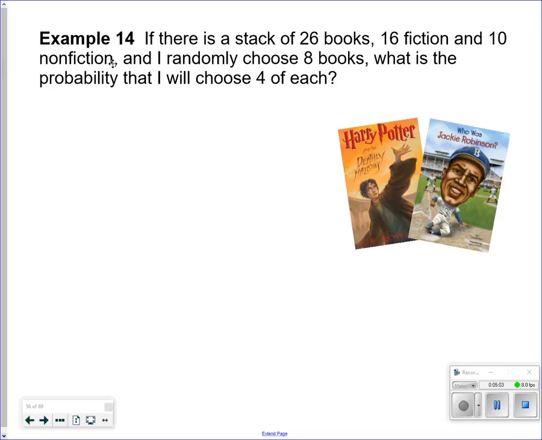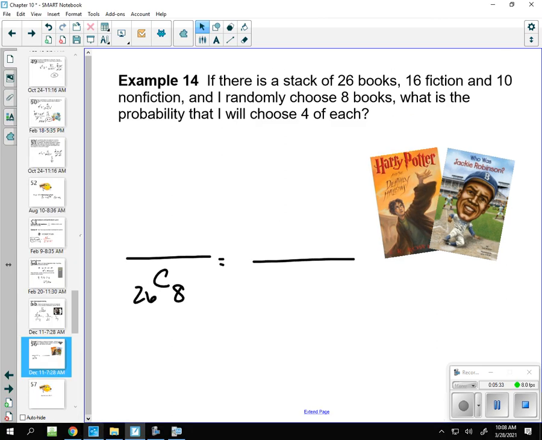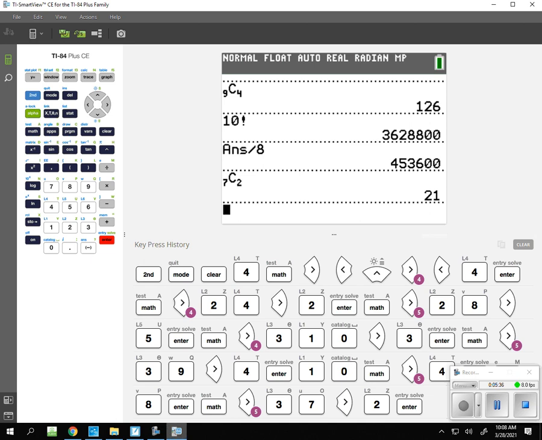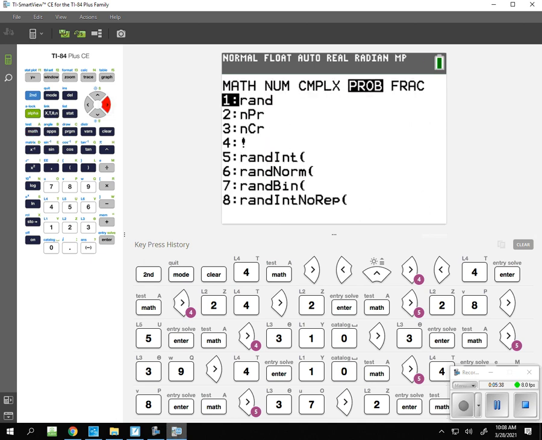All right, last one. Most challenging here. If there's a stack of 26 books, 16 fiction and 10 nonfiction, and I randomly choose 8 books, what is the probability that I get 4 of each? First of all, there are 26 total books, so let's come up with the possibilities. 26, and I'm going to choose 8 books. That is the total number of possibilities here. I'm going to go to my calculator and do 26 choosing 8.